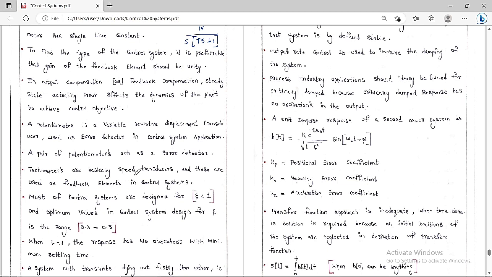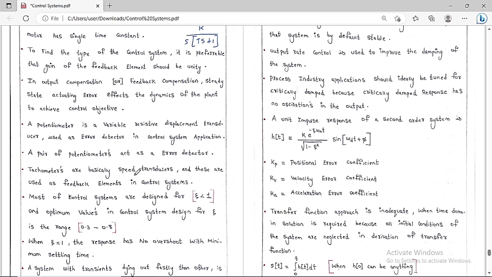So finally I can say a potentiometer is basically a variable resistive displacement transducer, which is basically used as the error detector in control system applications, because the input is displacement and the output is a voltage.